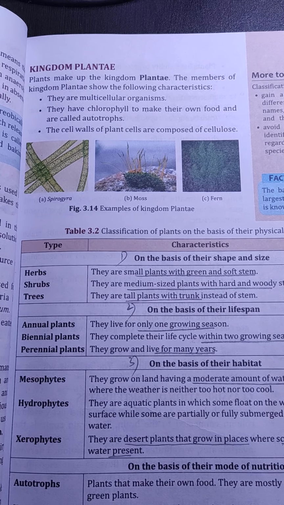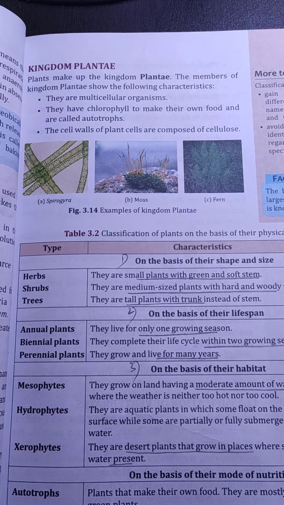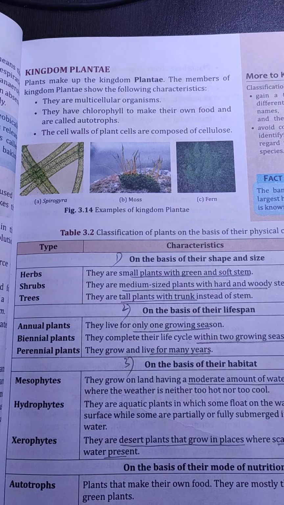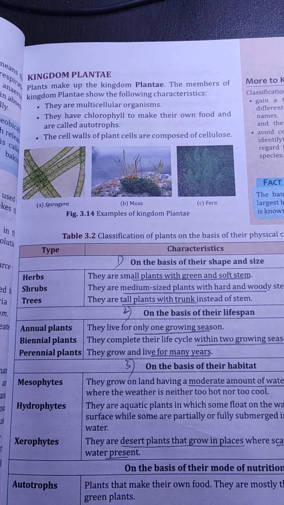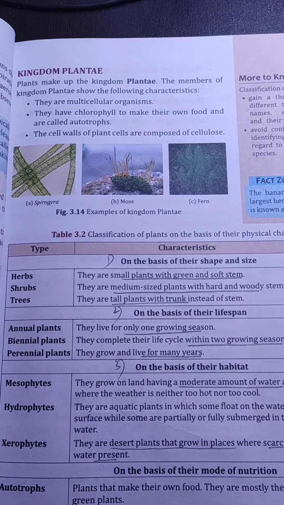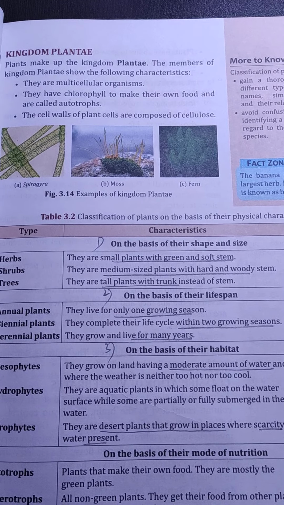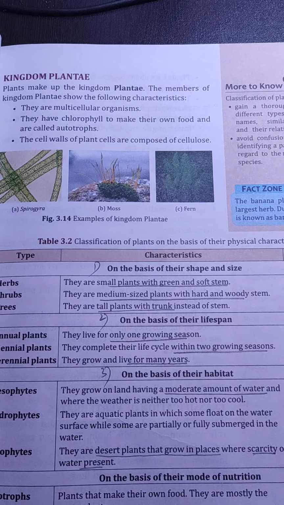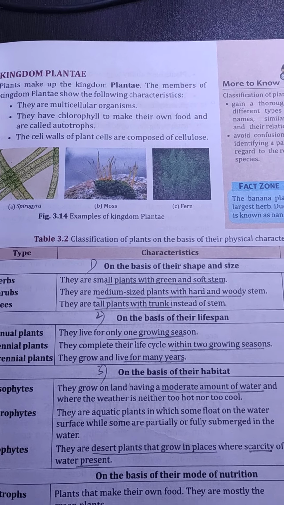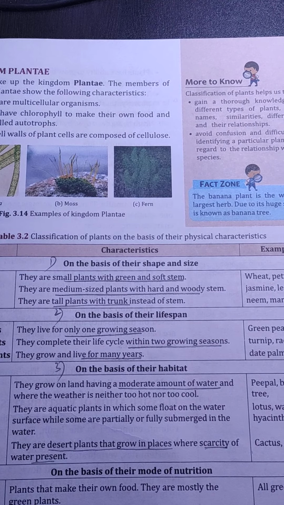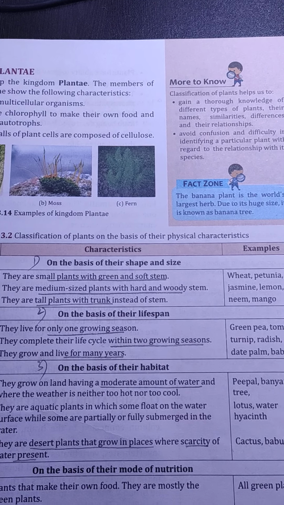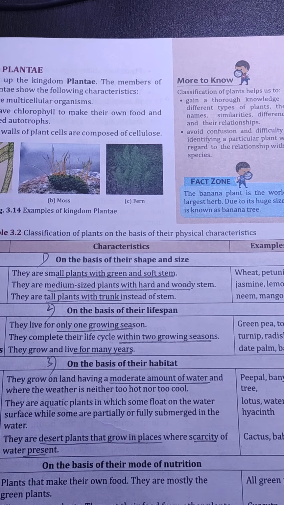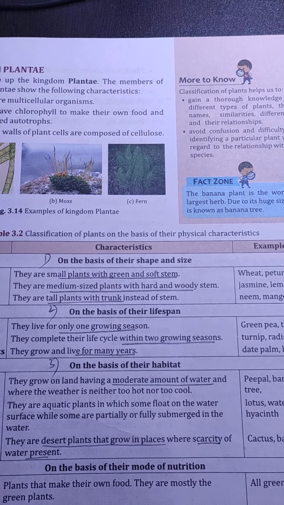So plants show the following characteristics: they are multicellular organisms, they have chlorophyll to make their own food and are called autotrophs. And the cell walls of plant cells are composed of cellulose. In the previous lecture, we studied that the cell wall is made up of chitin in fungi. But here in Plantae, cell walls are composed of cellulose. One thing which is very important to know: the banana plant is the world's largest herb. And due to its huge size, it is known as a banana tree. So the banana tree is the largest herb.